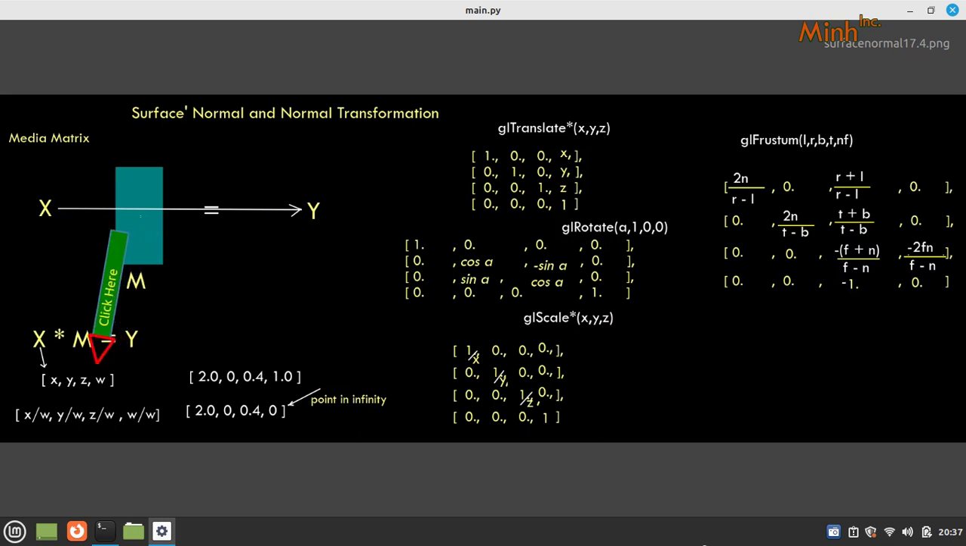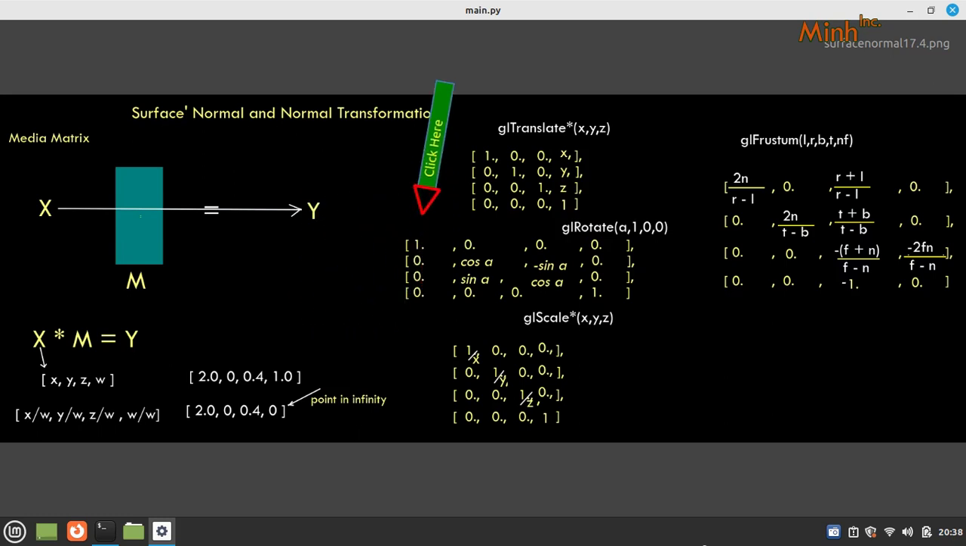Now what is X? The input is in the form of X, Y, Z and W. W is the fourth parameter, and typically we divide everything by W. If W is 1, then it is a point. If W is 0, then certainly this point is at infinity because of the division. So this is the concept of X, and M, the medium, is a matrix. If X passes through the medium, it becomes Y.